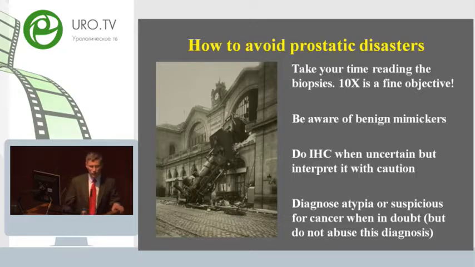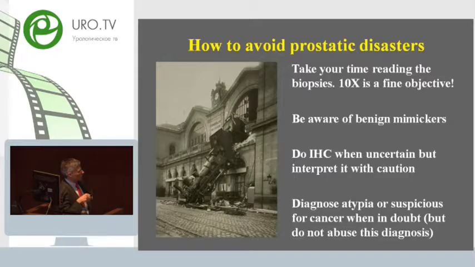So, how do we avoid disasters in the prostate? First of all, take your time reading the biopsies. As I said before the coffee break, the 10x magnification is really good. Be aware of the benign mimickers. Think, could this be a benign mimicker? Do immunohistochemistry if you are uncertain, but interpret it with caution. And then if you are not certain about a diagnosis of cancer, call suspicious or atypia of uncertain significance.